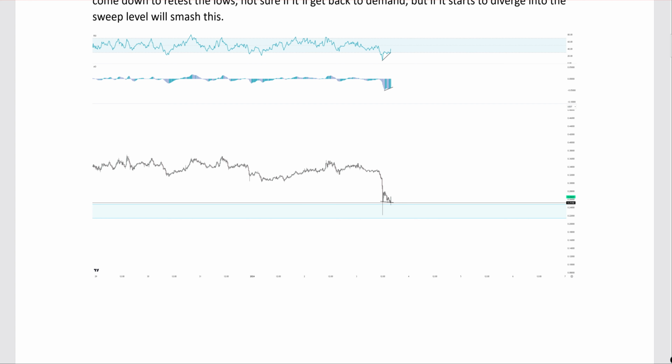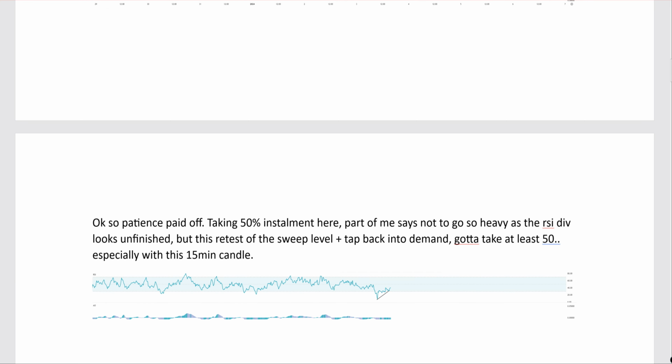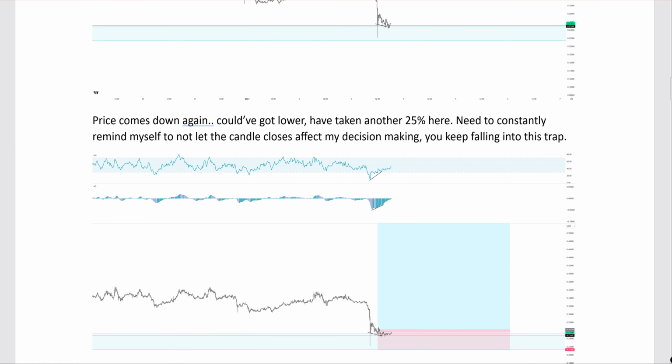Here I saw a really nice bullish engulfing 15-minute candle, strong green pin bar close, and that did affect my decision making, which is against my rules. So there you can see just a note to myself basically.